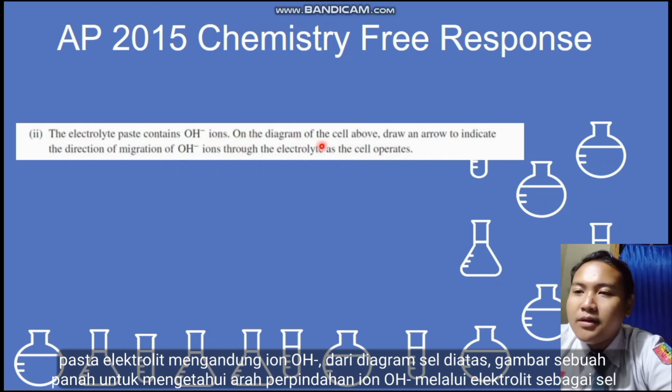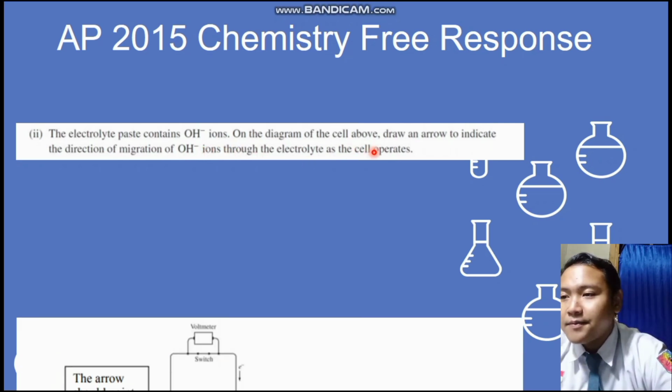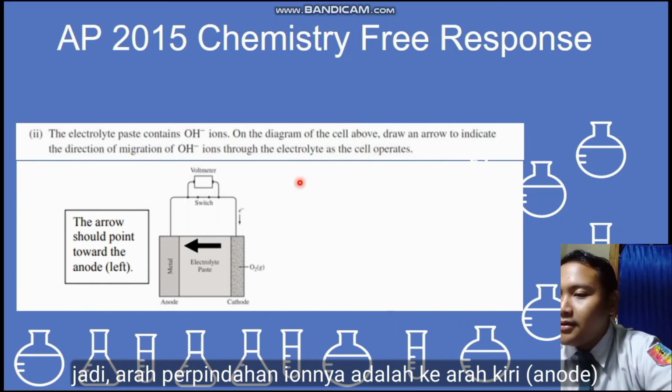The electrolyte contains OH⁻ ions. On the diagram of the cell above, draw an arrow to indicate the direction of migration of OH⁻ ions through the electrolyte as the cell operates. So this is the direction, which should point toward the anode, or the left.